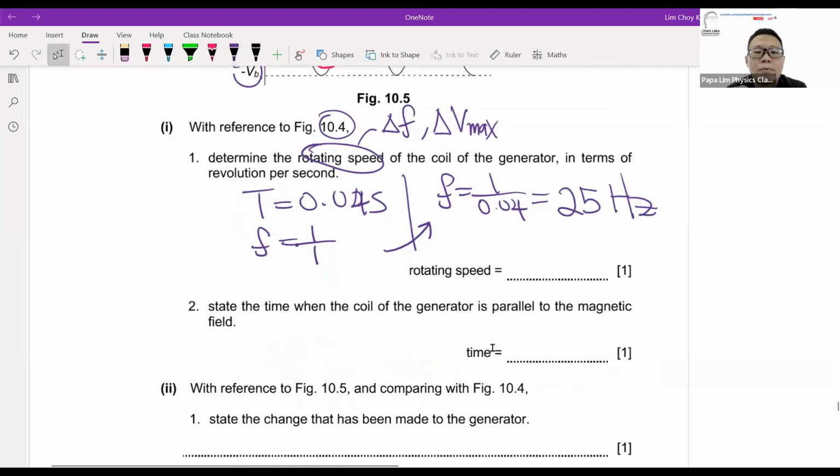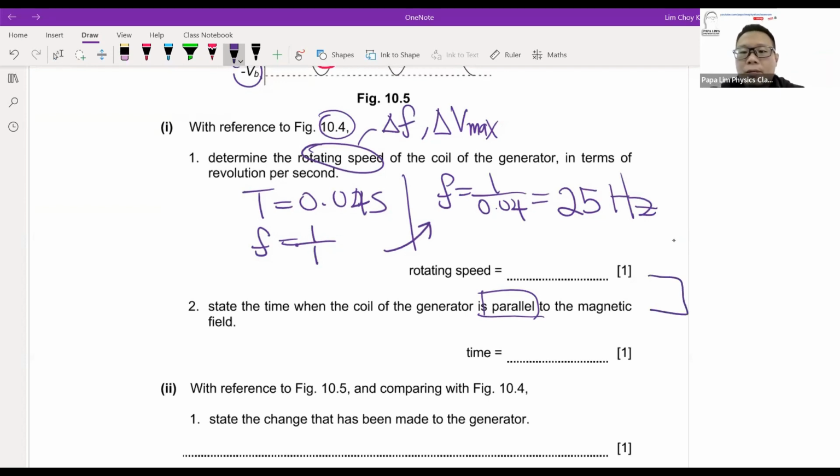Now, state the time when the coil is parallel to the magnetic field lines. Here you must be careful. In this question there are 2. In some questions there are 2 ways of asking it. Sometimes you're talking about the coil being perpendicular, or the coil being parallel to the magnetic field line. Here, students, you must be careful.